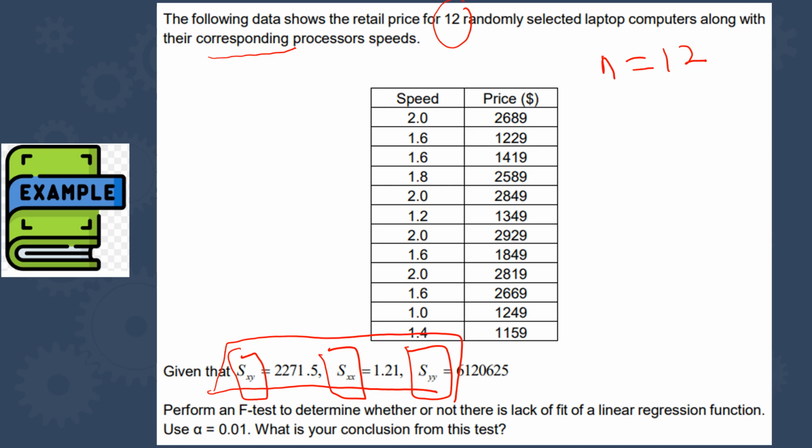For example, Syy is the total sum of squares. How do we obtain this? It's the summation of y minus the mean, squared. That's how you obtain it, but in this case, we just use the given value. Alright, so the question is to perform the F-test to determine whether or not there is lack of fit of a linear regression function, and the significance level that we need to use is 0.01. And don't forget to conclude from our hypothesis testing.